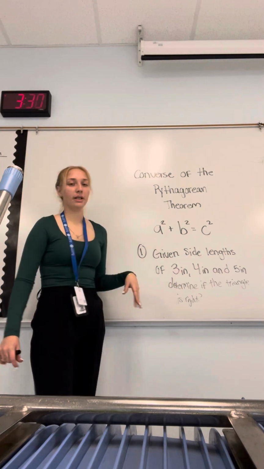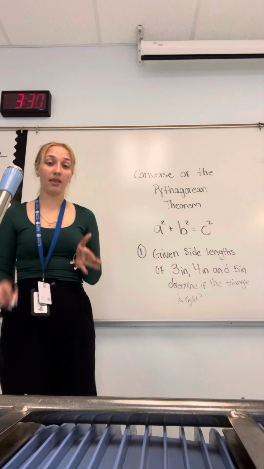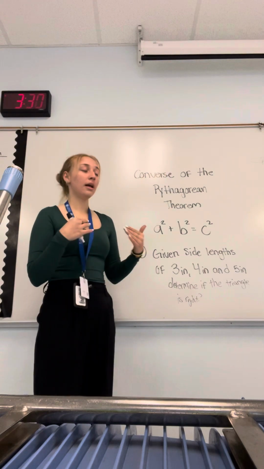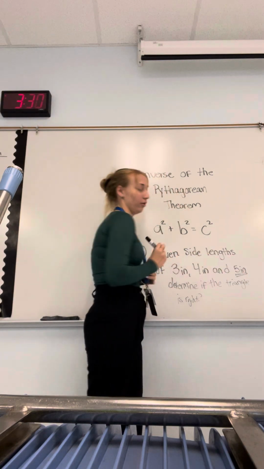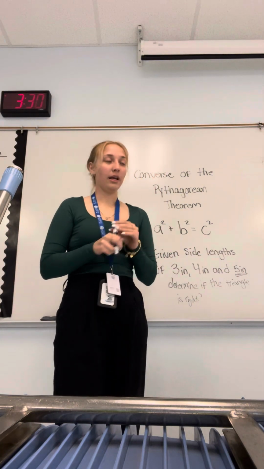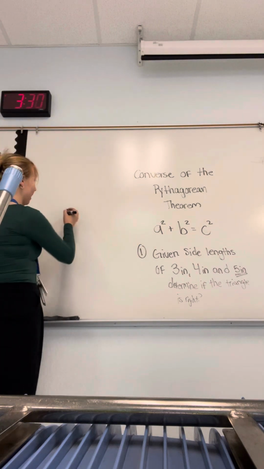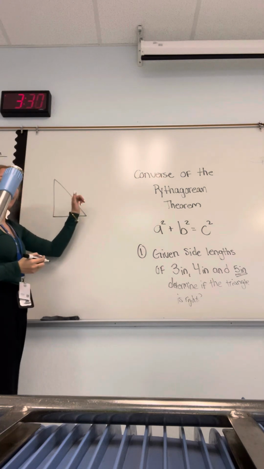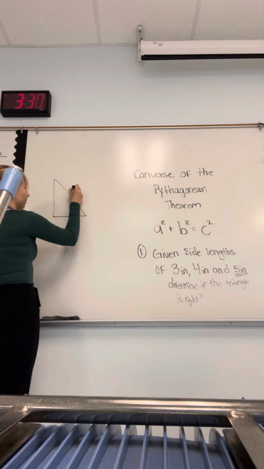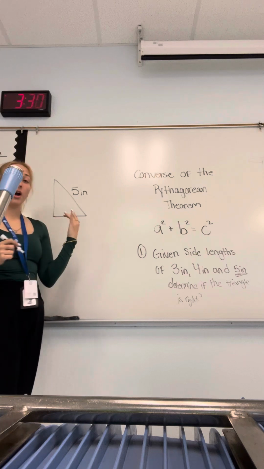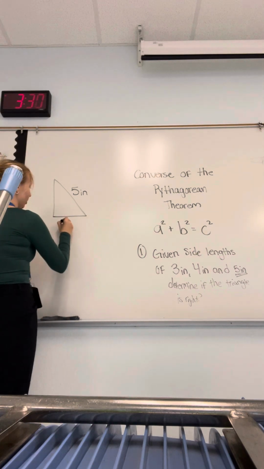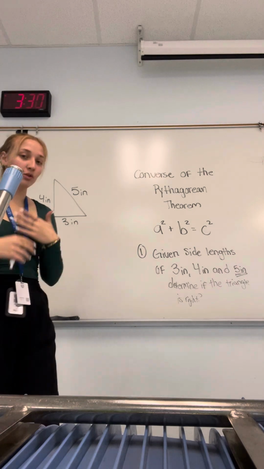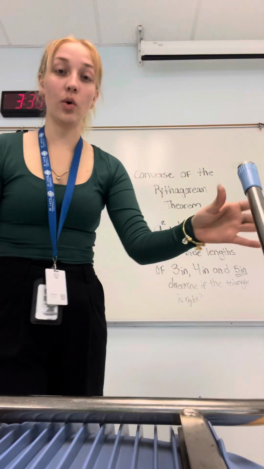So what we're going to do is we are going to take our side lengths and we're going to plug them into Pythagorean theorem. So what we have to remember is that our hypotenuse is our longest side of the triangle. So if we had a triangle that looked like this, our hypotenuse would be the 5-inch side. And then our other two legs would be the 3 inches and the 4 inches.